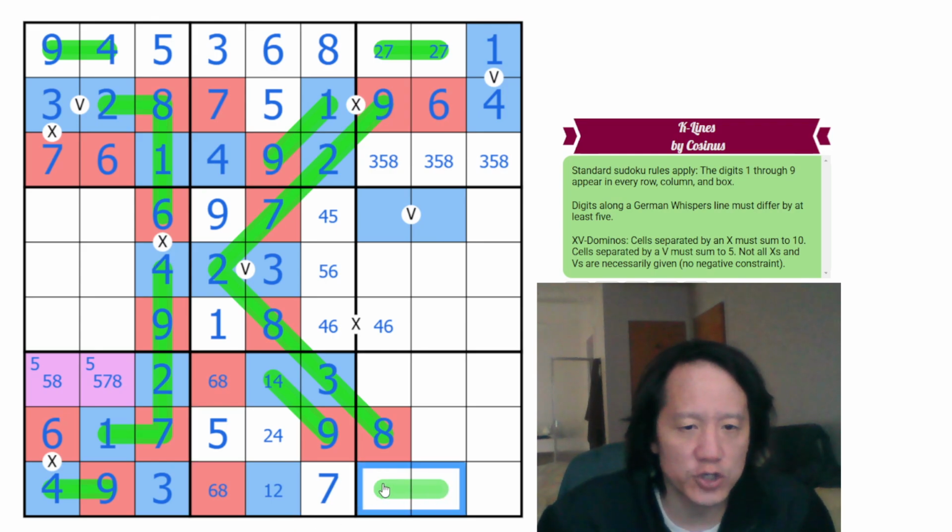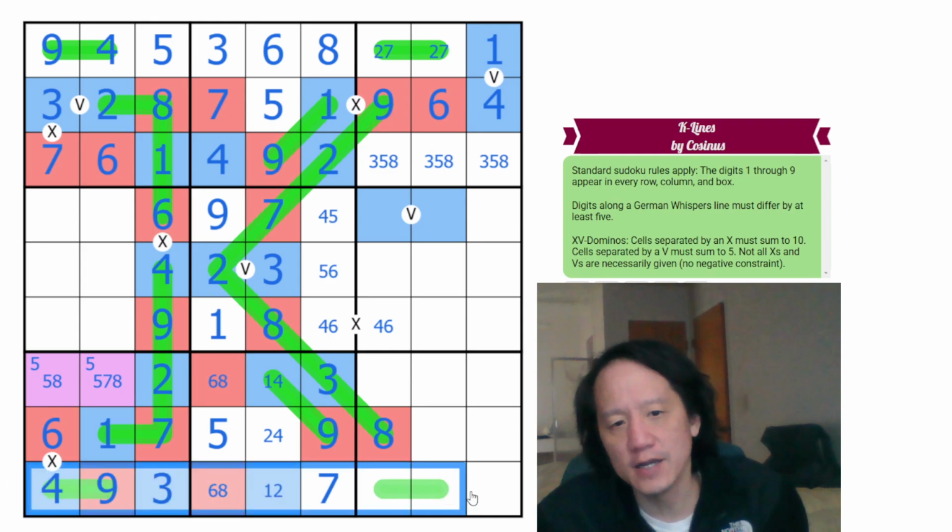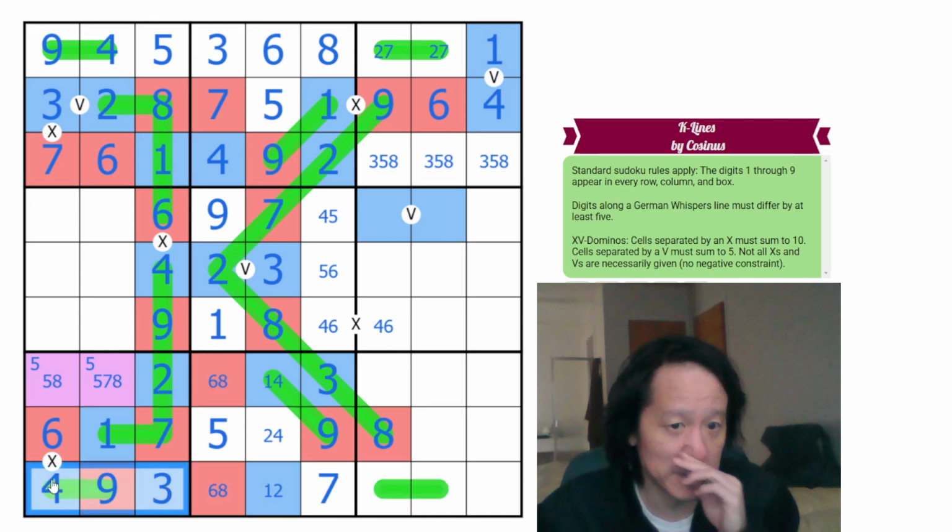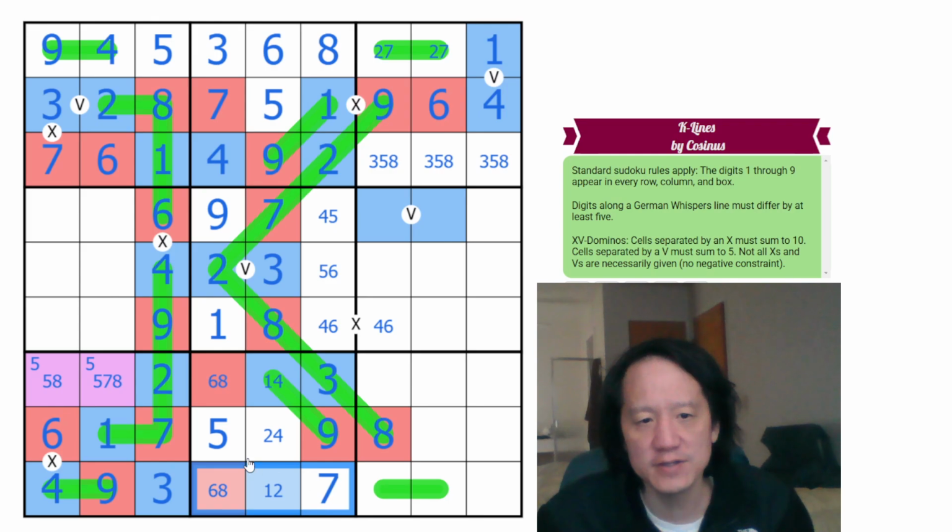Because these are German whisper lines, they can't be 5. Where is the 5 in row 9? It can't be any of these cells. It can't be these cells because they're all filled in. It can't be these cells because the 5 eliminates them there. And it can't be on the German whisper line. Therefore, this must be a 5.